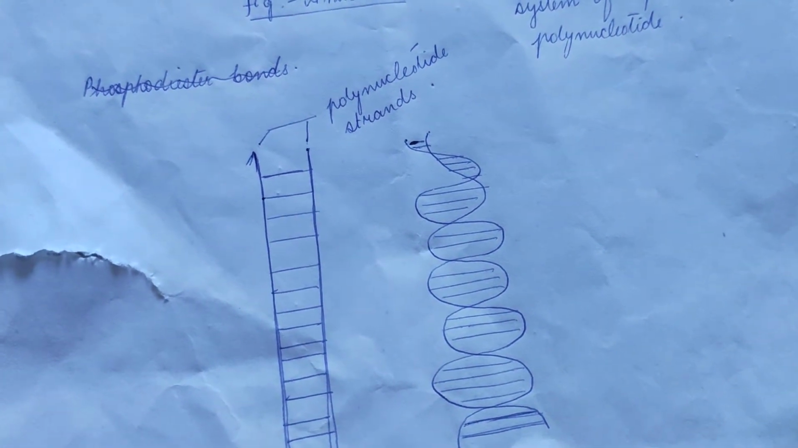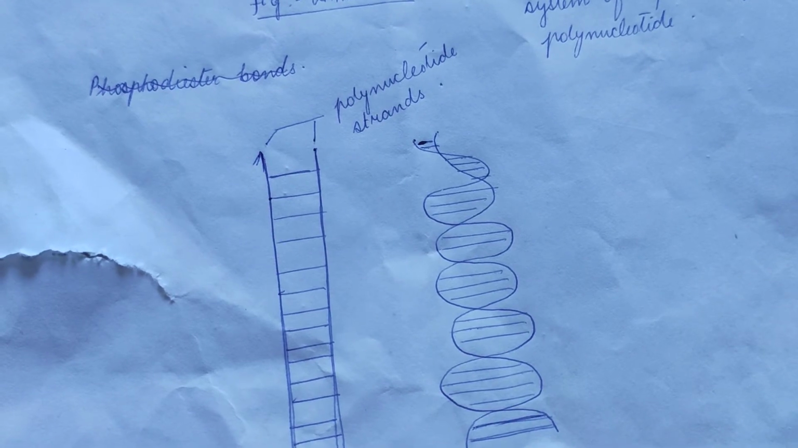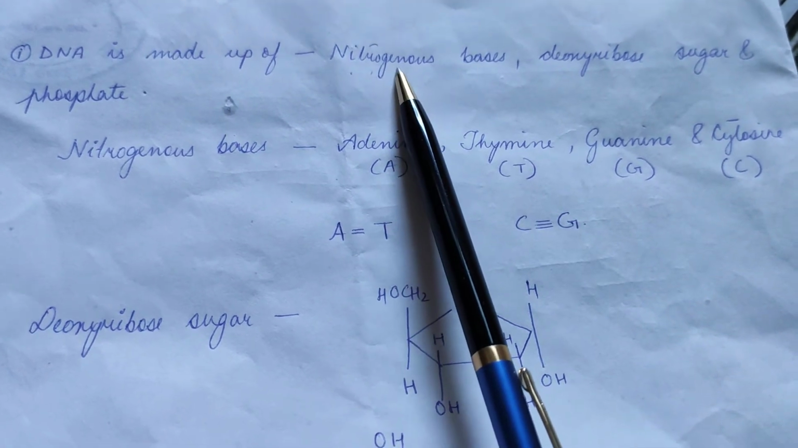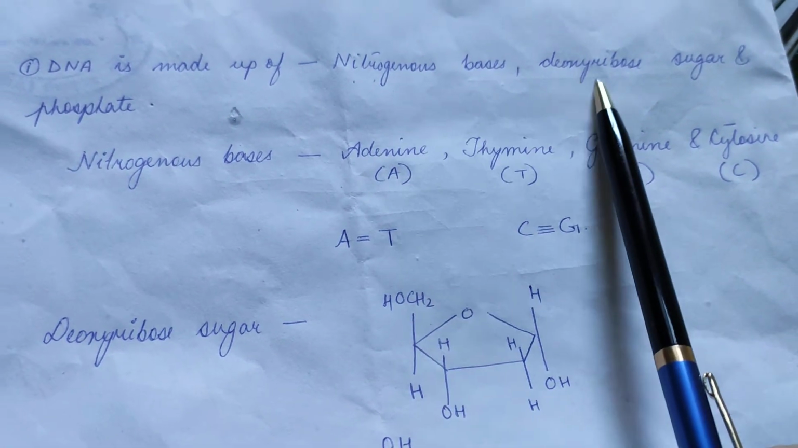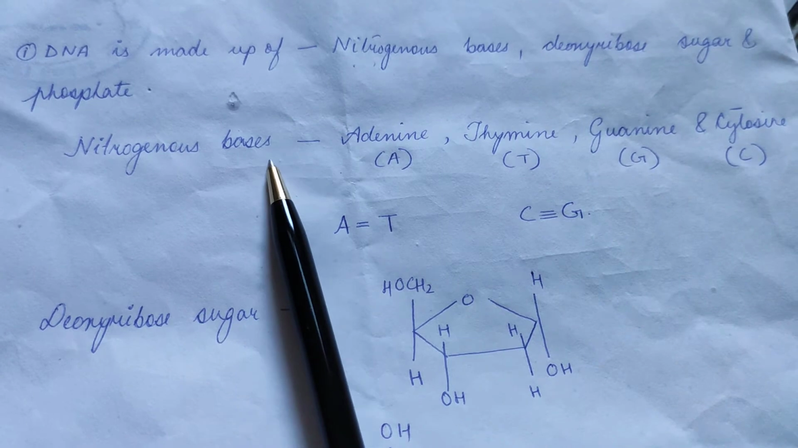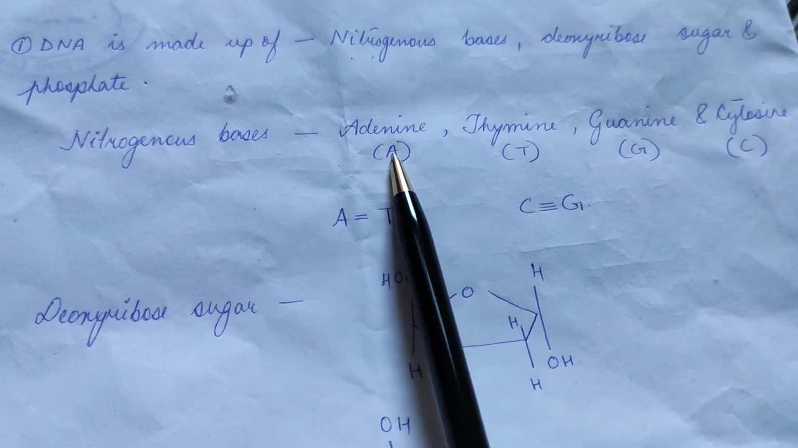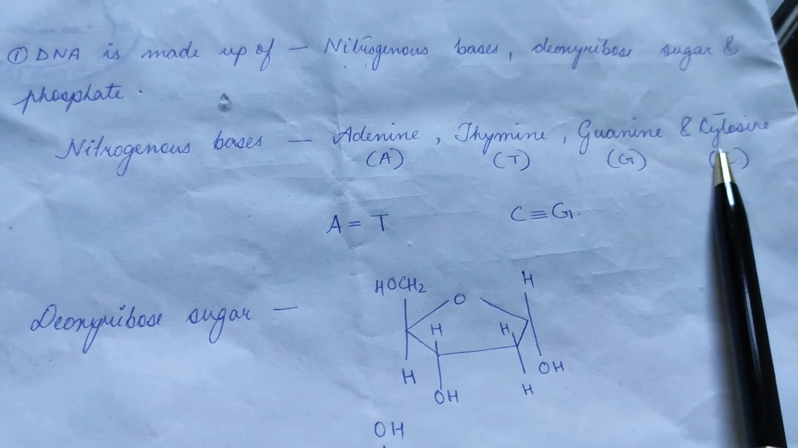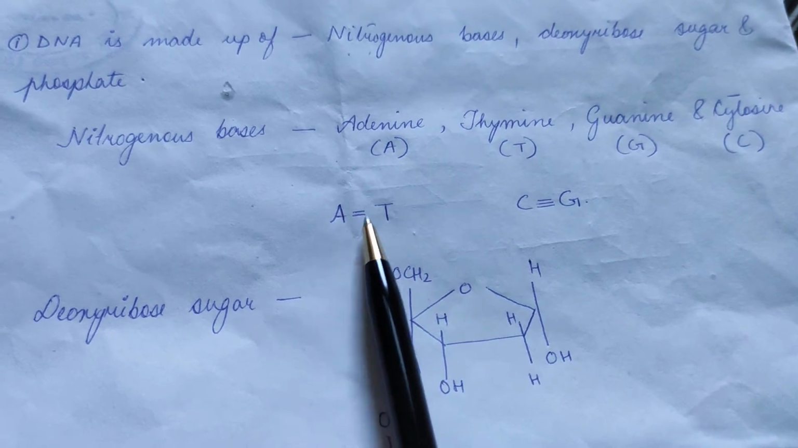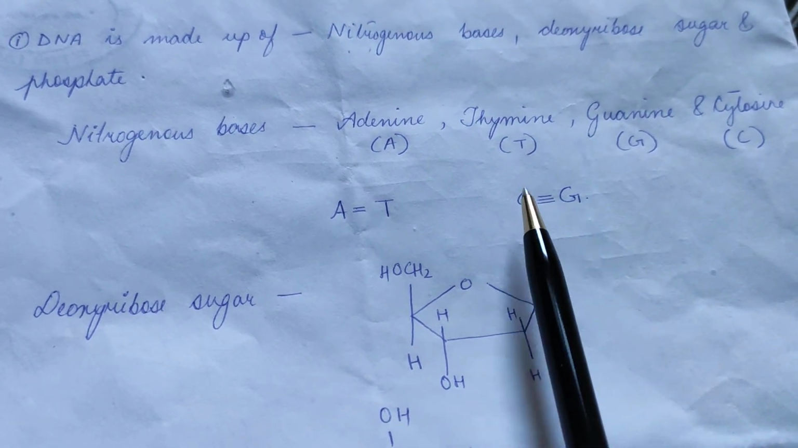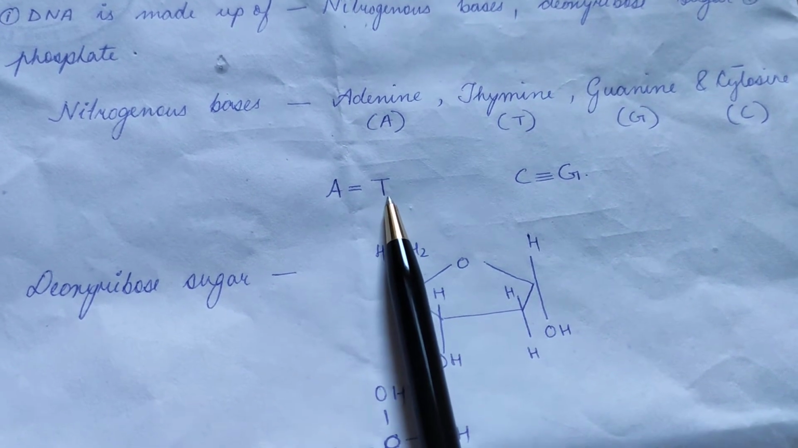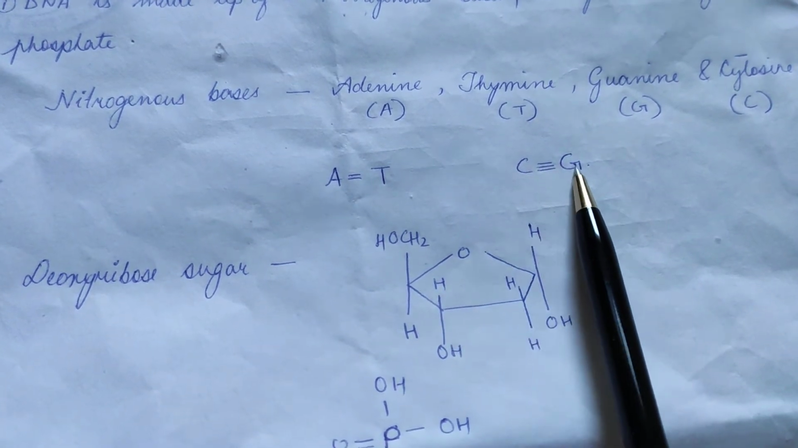A DNA molecule is made up of nucleotides. Let us see the structure of a nucleotide. A nucleotide is made up of nitrogenous bases, deoxyribose sugar, and phosphate. The nitrogenous bases present in DNA are adenine, thymine, guanine, and cytosine, where adenine always pairs with thymine and thymine with adenine, cytosine with guanine and guanine with cytosine. Adenine forms a double bond with thymine, and cytosine forms a triple bond with guanine.